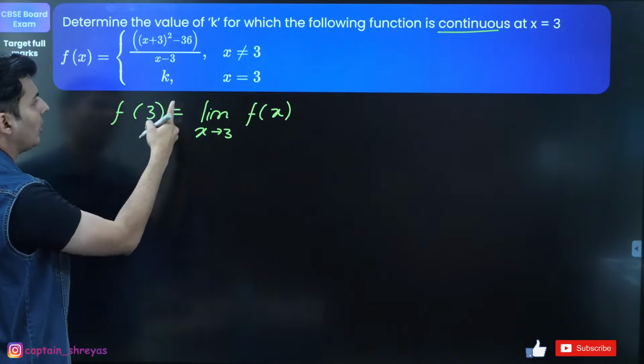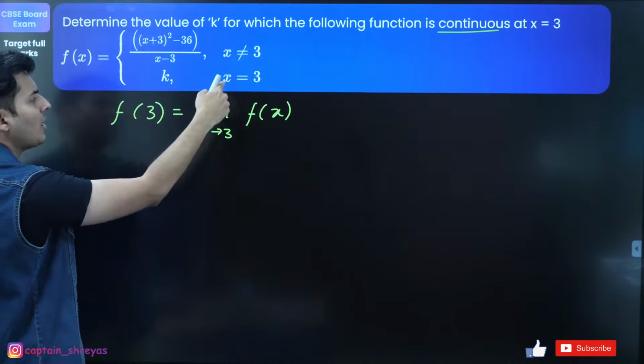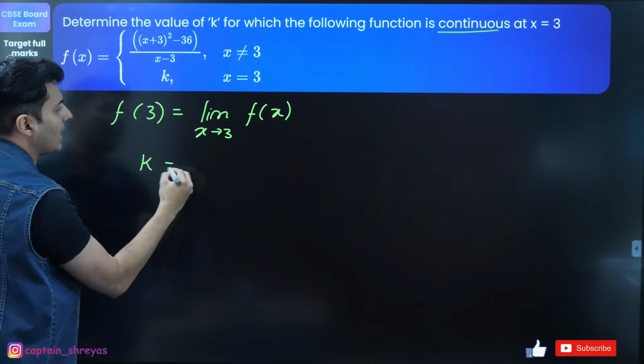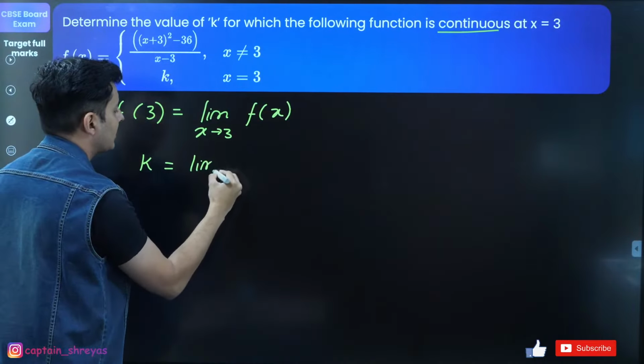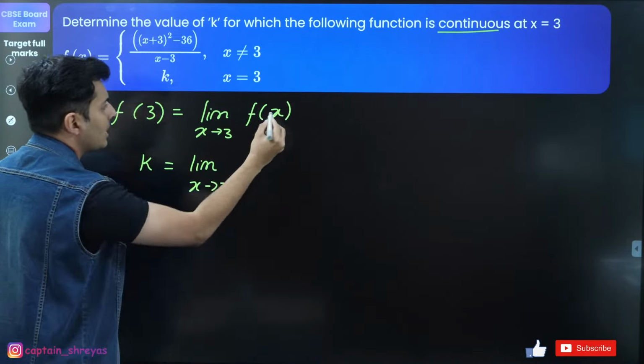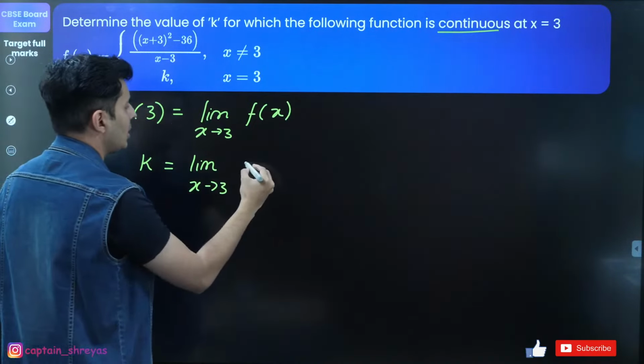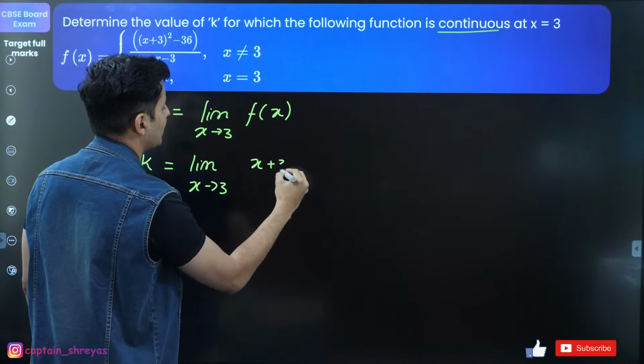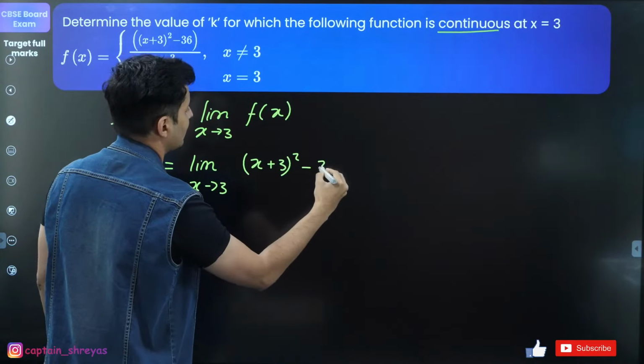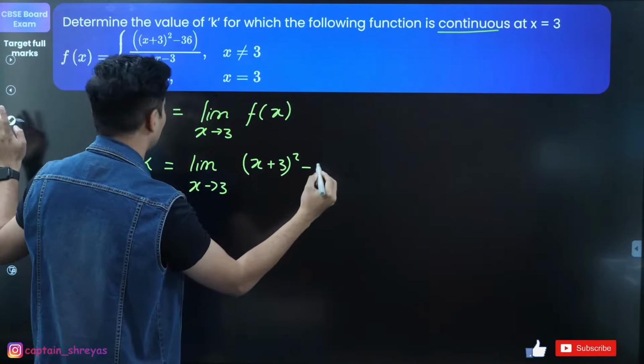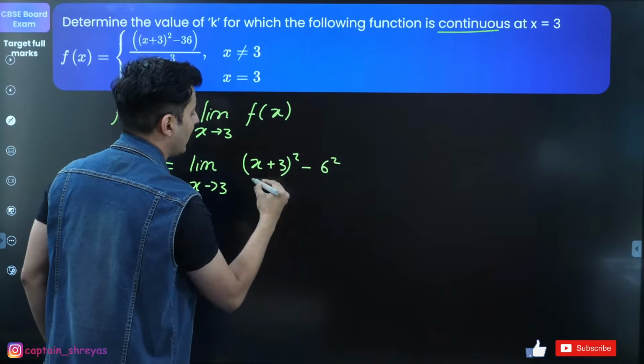f of 3 is already given. If the function's value when x is 3 is already given to be k, what is the limit? Let's try to figure out. Well, here f of x is this number. So basically it is (x plus 3) whole square minus 36. I can just write 36 for now as the 6 square. I'll just keep it.